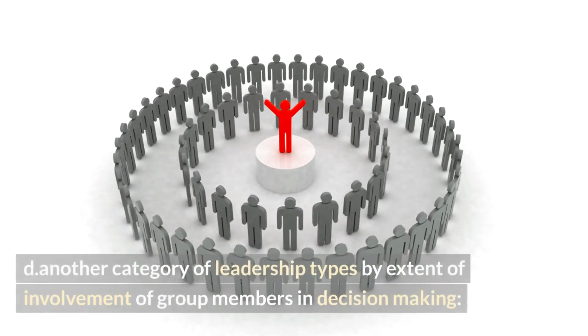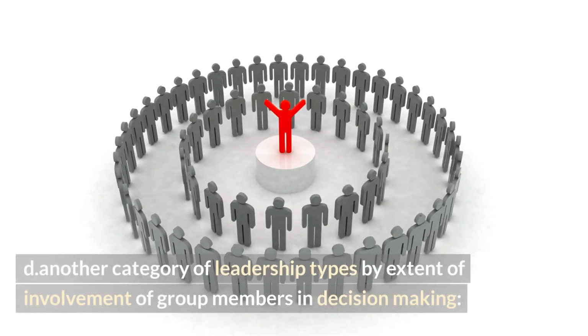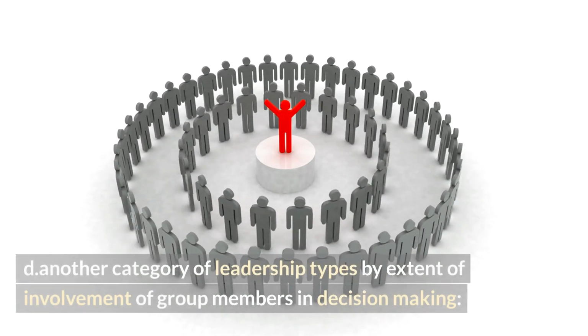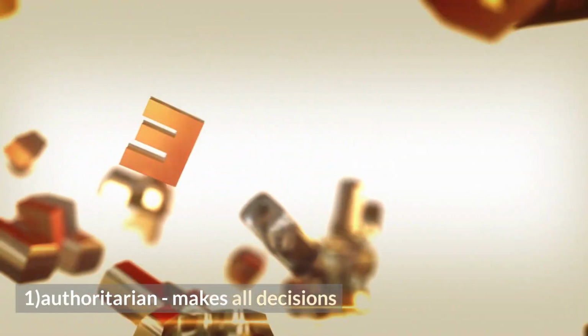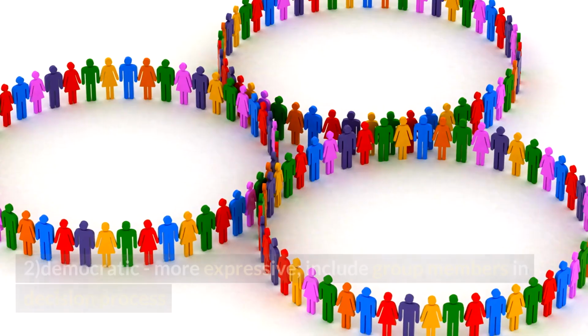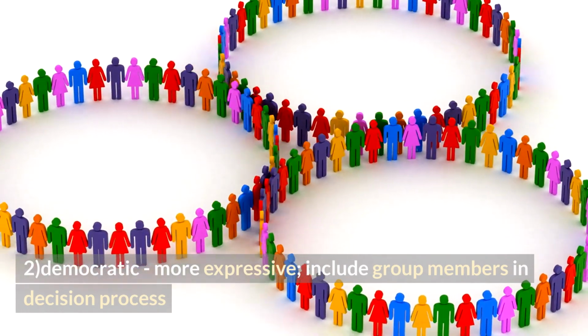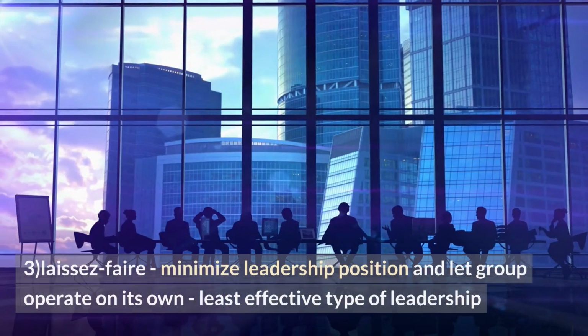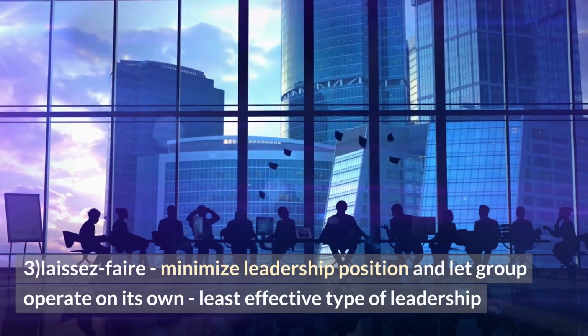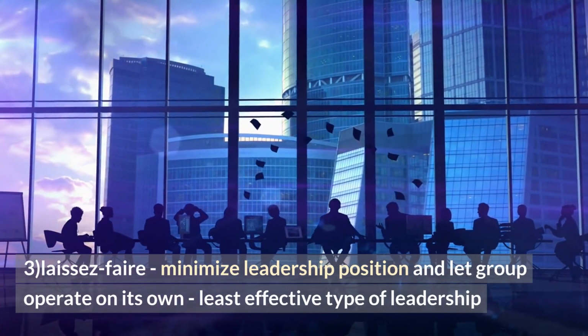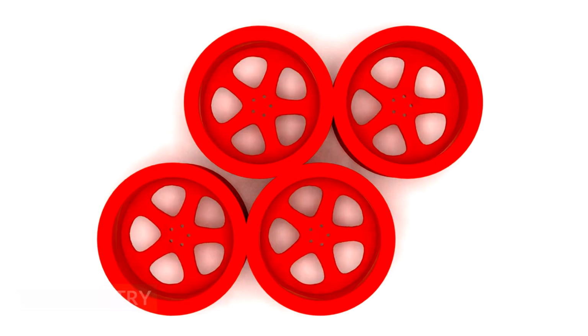D. Another category of leadership types by extent of involvement of group members in decision-making. 1. Authoritarian, makes all decisions. 2. Democratic, more expressive, includes group members in decision process. 3. Laissez-faire, minimizes leadership position and lets group operate on its own, least effective type of leadership.